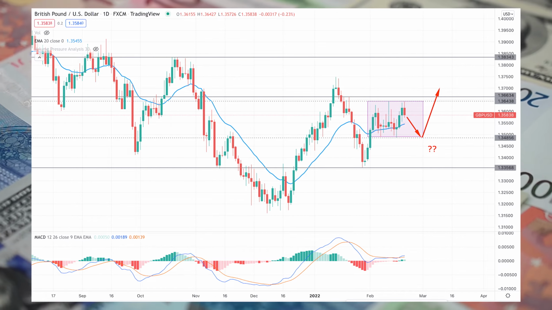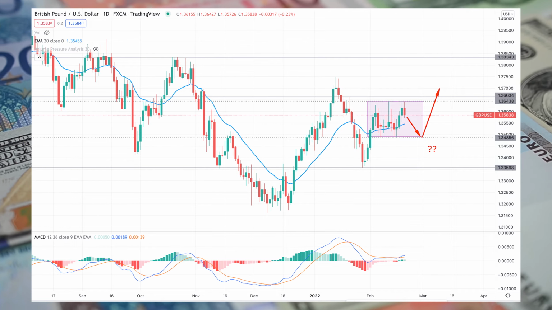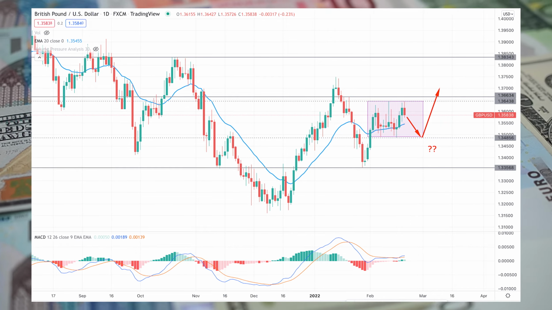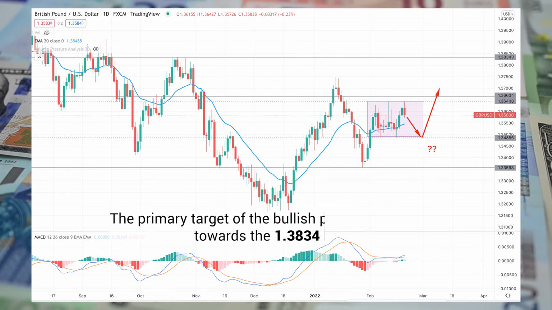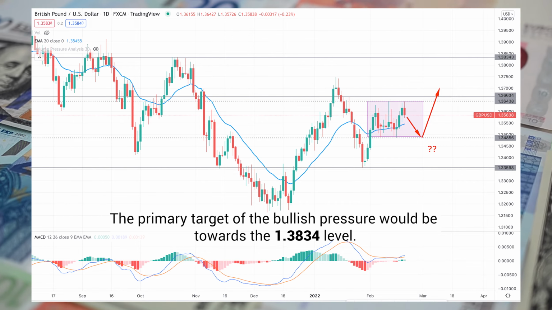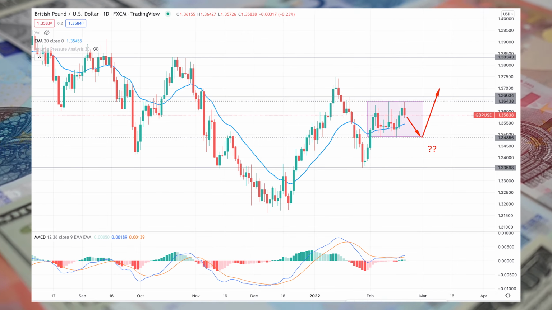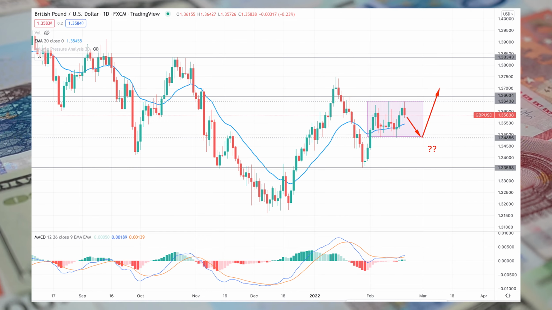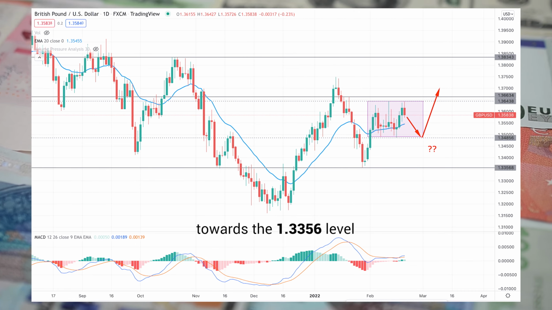The primary trading idea of GBPUSD is to find buying opportunities from dynamic 20 EMA to 1.3485 static level with a bullish rejection. In that case, the primary target of the bullish pressure would be towards the 1.3834 level. On the other hand, a break below the rectangle pattern would need more confirmations before aiming towards the 1.3356 level.